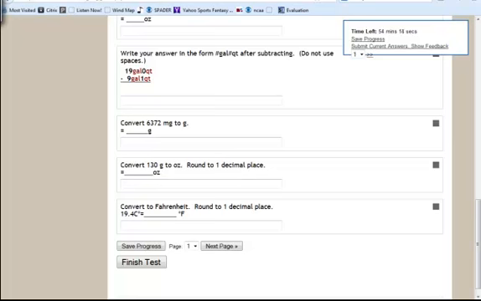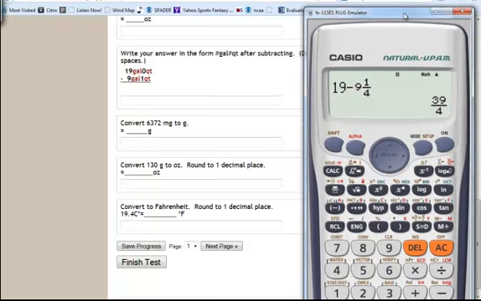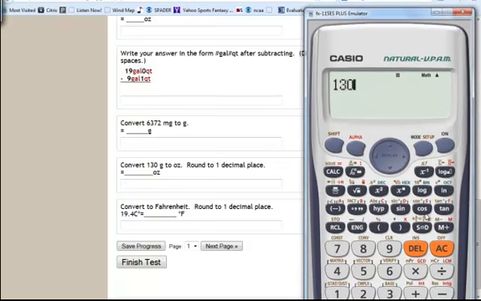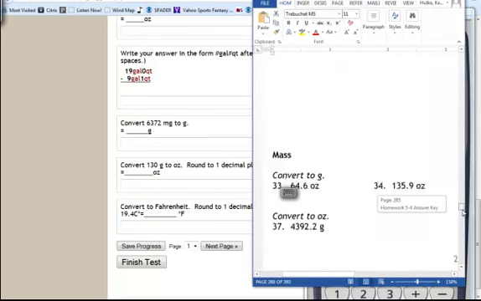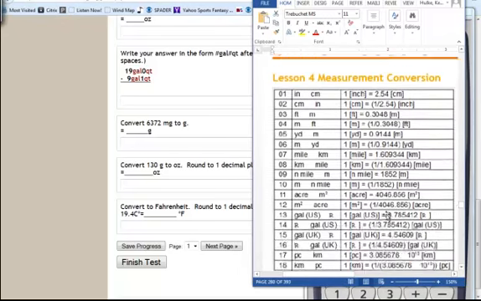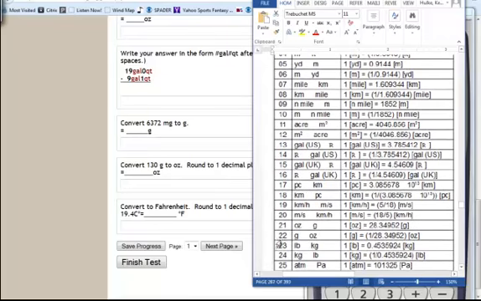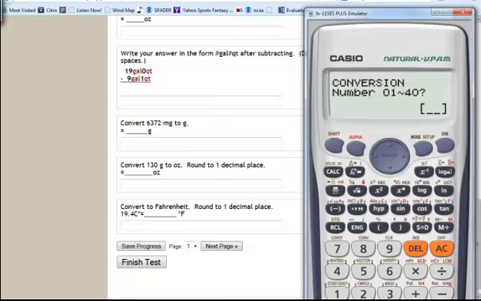Next one, convert grams to ounces. So it'd be 130 there. Oops, shift conversion. And if you look at your conversion numbers, we went too far. Grams to ounces is number 22. So 22, and it'll say grams to ounces, and then you can press equals. And the last one, 19 point, oh, that's the last one on this sheet. Sorry about that.